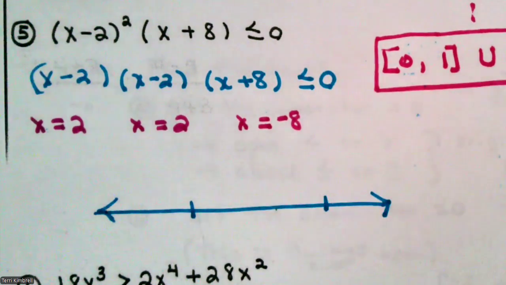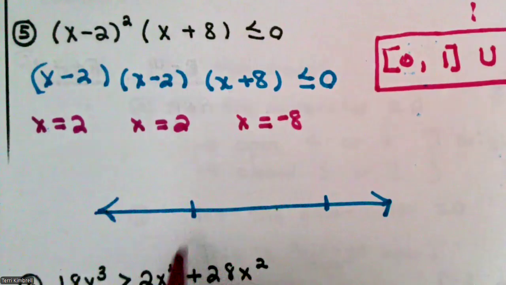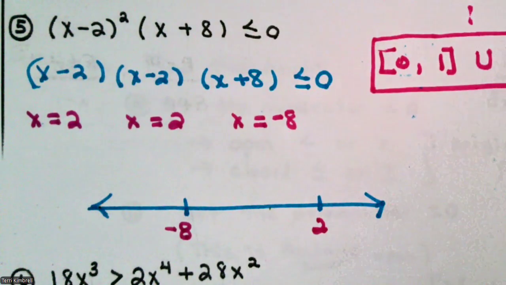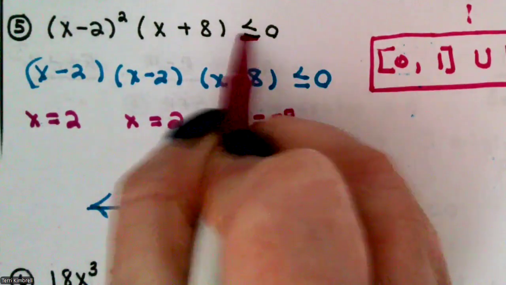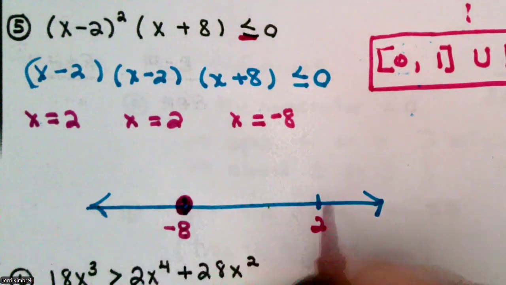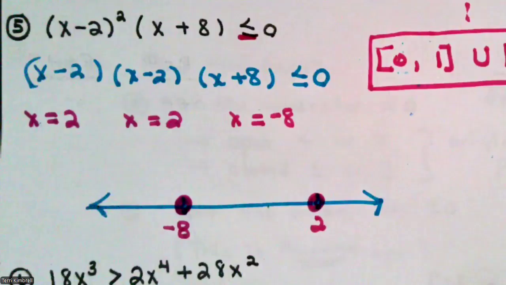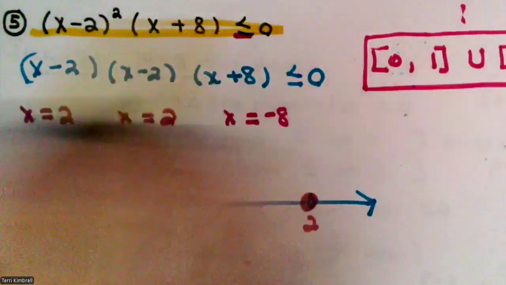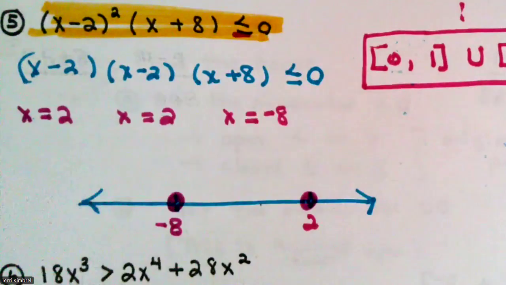And we're going to have to put these from least to greatest. So we're going to have a -8 and then a 2. So we're going to put a solid circle here because those are equal. And then we're going to test. And then when you test, you're going to put them back into the original problem. So be careful on the points that you test.